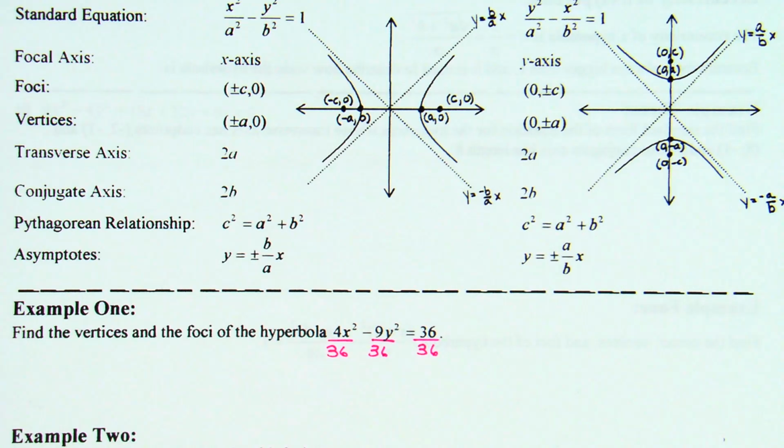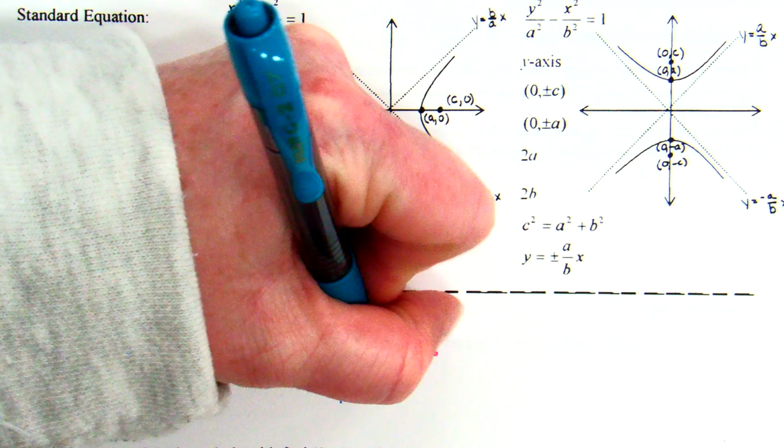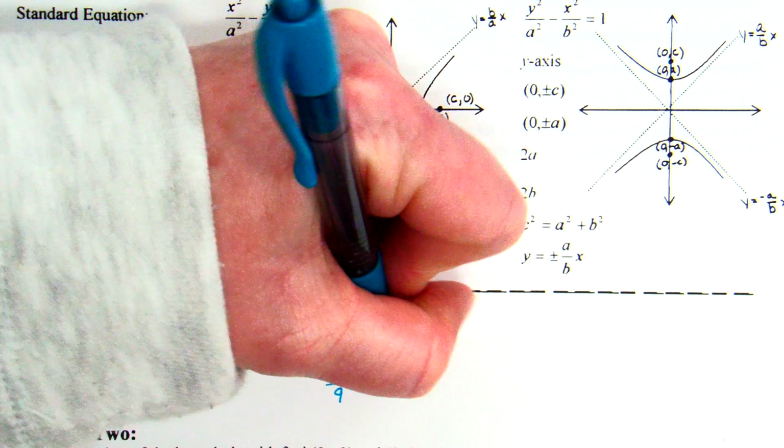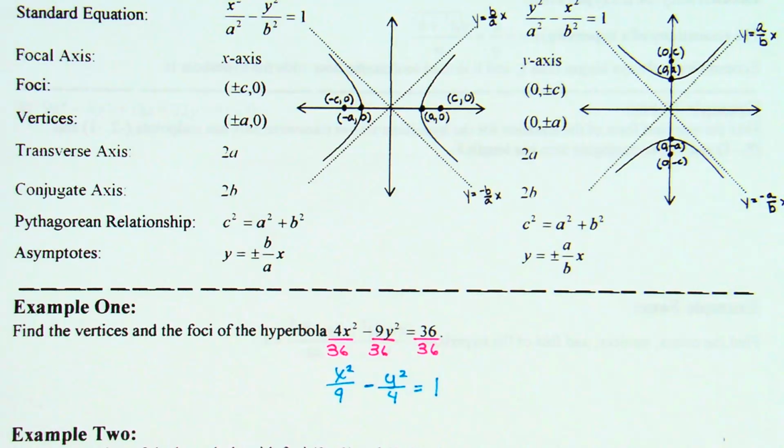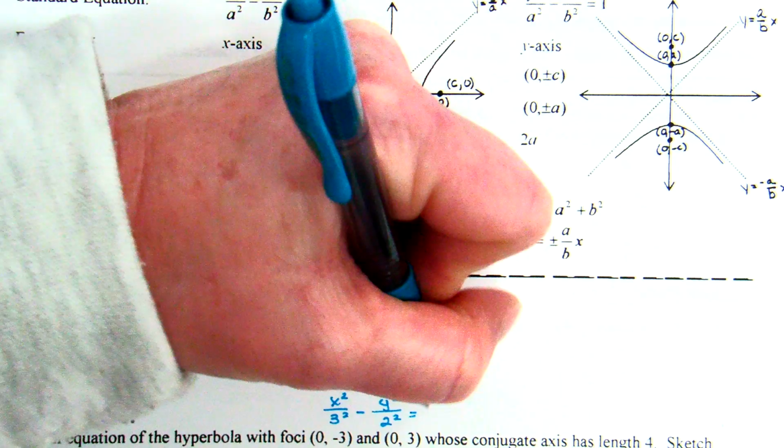So what do you know about 4x squared over 36? x squared over 9 minus 9y squared over 36 makes this y squared over 4 equals 1. If I rewrite this in terms of, instead of saying 9 and 4, it's saying a squared and b squared, how do I rewrite 9? It's x squared over 3 squared minus y squared over 2 squared equals 1.